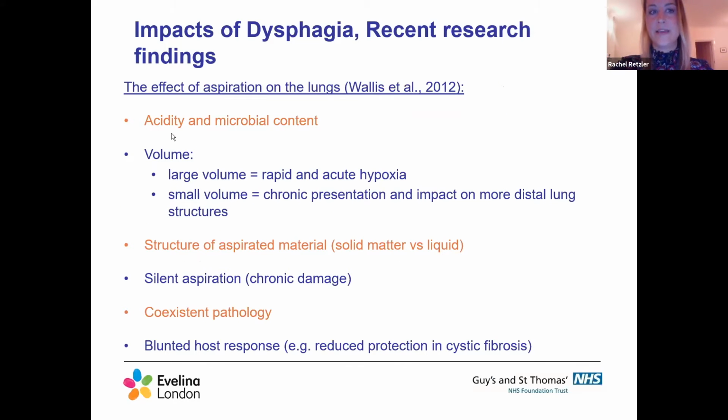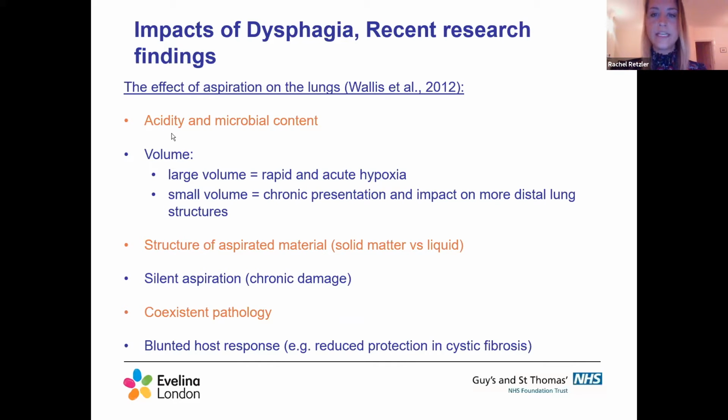The impacts of dysphagia: some more research findings on the effects of aspiration in the lungs. This is a great topic to discuss, the impact that aspiration can have on our lungs and long-term lung health. We know aspiration can lead to respiratory complications. Some of these complications can include risk of hospitalization, lower respiratory chest infections, and even pneumonias.